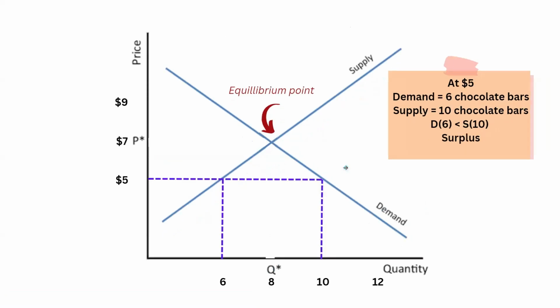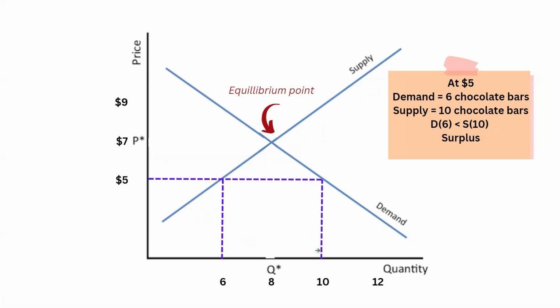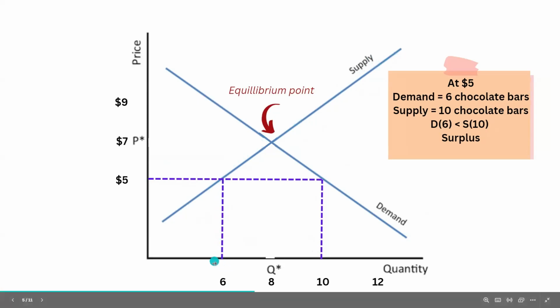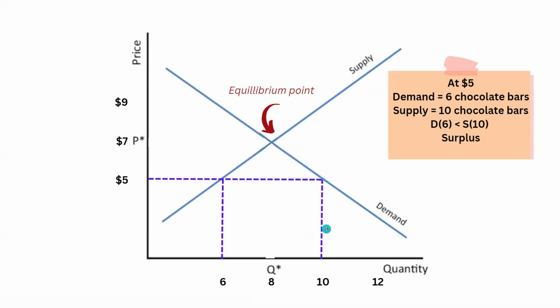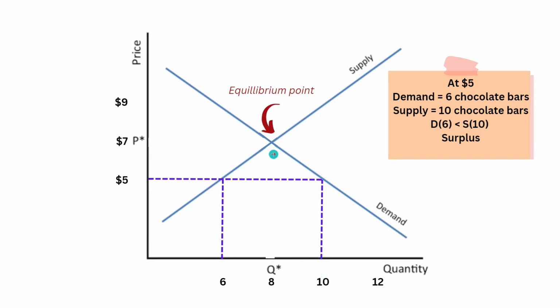But if the price of the chocolate is $5, I can see that the supply is 6 chocolate bars and the demand is 10 chocolate bars. In case you don't understand how I did it, just draw a line straight across till the graph ends. I can see that this is the supply line. If I just stretch the line down, I can know that, oh, 6 is the quantity supplied. Here it touches the demand line. I would just bring it down and I would see 10. So this is the way I drew the graph.